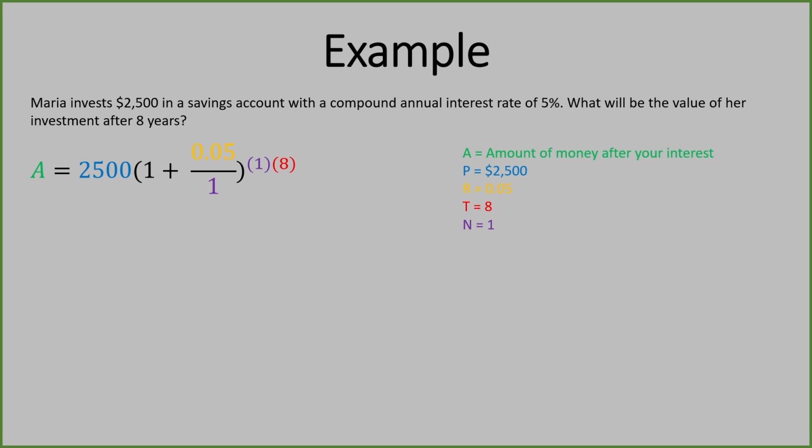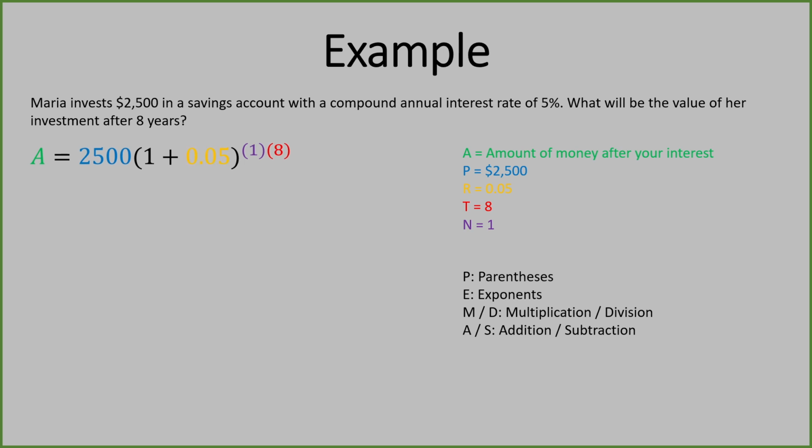Now that we have our numbers plugged in, we can start solving. When solving, we'll make sure to follow the good old-fashioned order of operations. Parentheses, exponents, multiplication/division, addition/subtraction. Following that order, let's focus inside the parentheses first. Division takes precedence over addition, so let's do 0.05 divided by 1, which will be 0.05. Great. We're not done with the parentheses yet, though. Let's do 1 plus 0.05, which gives us 1.05.